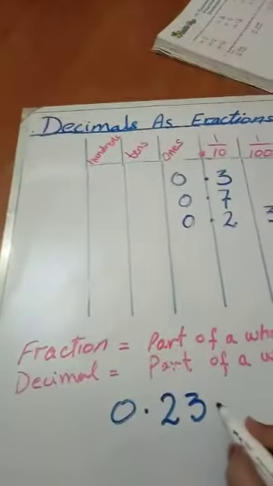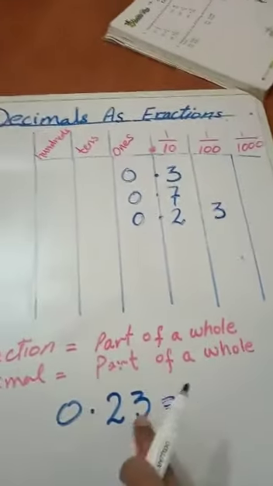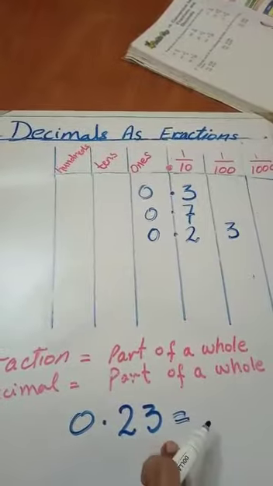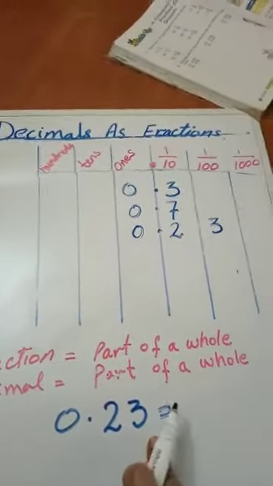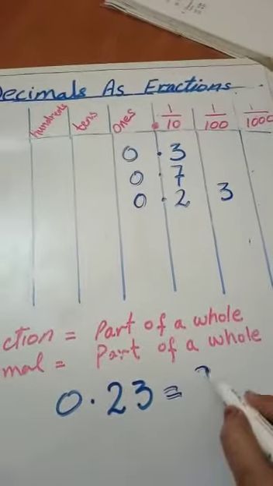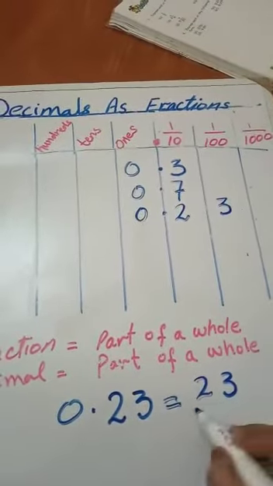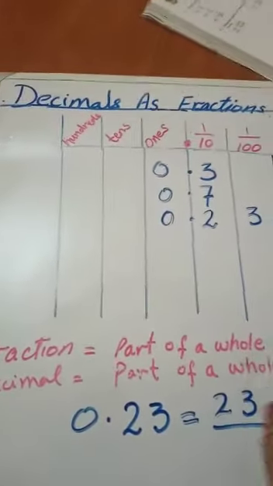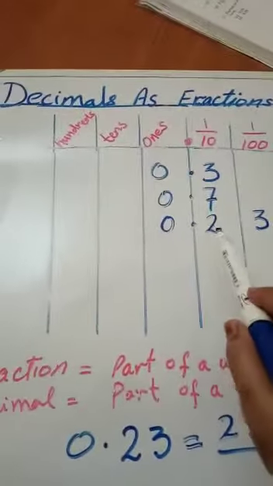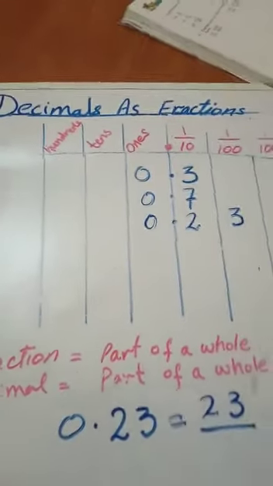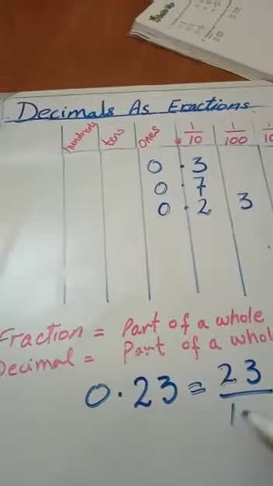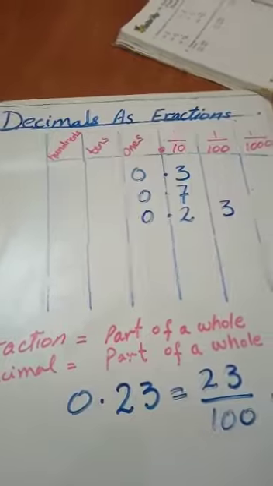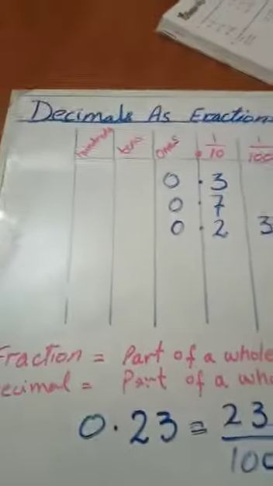So when you write 0.23 in fraction, 23 will be numerator, and how many places after decimal? 10th, 100. So it will be 23 over 100.